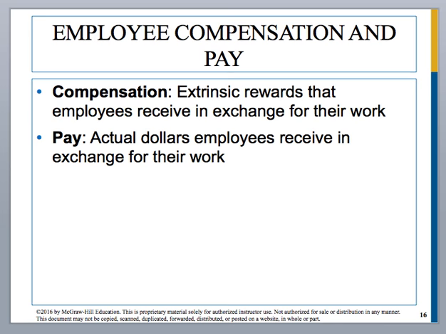Now, when we look at compensation and pay, your compensation, once again, is an extrinsic reward that you receive in exchange for doing your job. Pay are the actual dollars that you receive in exchange for the work. Because remember that compensation does not necessarily mean that it's pay. Compensation can be any kind of extrinsic reward. I can compensate you with food. I can compensate you with a watch. I can compensate you with a bicycle. I can compensate you with a computer. Pay is what I'm actually going to give you in dollars or any kind of monetary instrument that you're going to get exchanged for the work that you're performing.